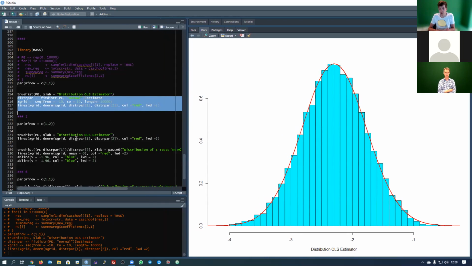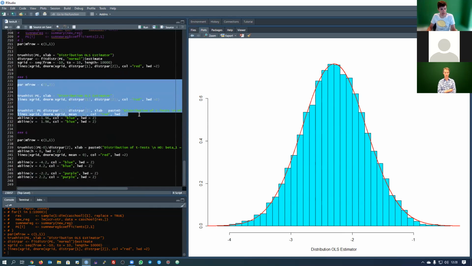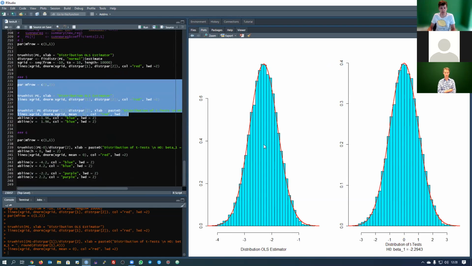Now, the distribution I want to look at, the test I want to conduct is our beta 1, is that equal to minus 2.29? So the value we just know is the true value. So let's have a short look at this. On the left-hand side, we see the distribution of the OLS estimator. And on the right-hand side, we see the distribution of all the 10,000 t-tests.